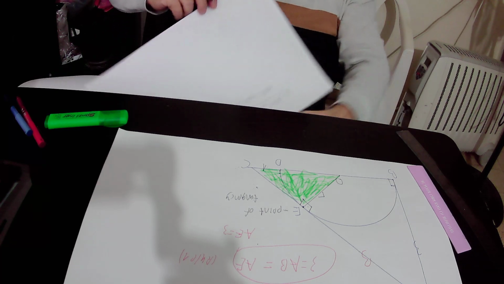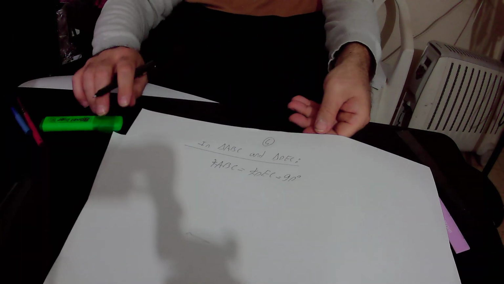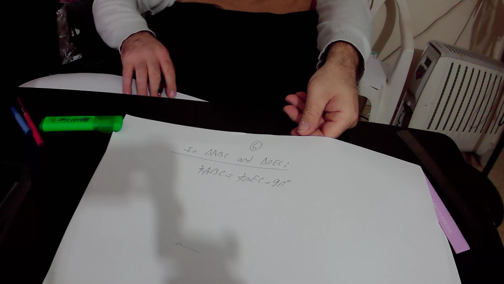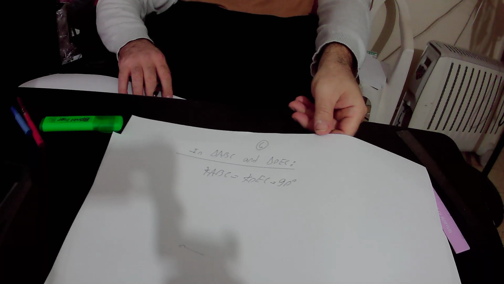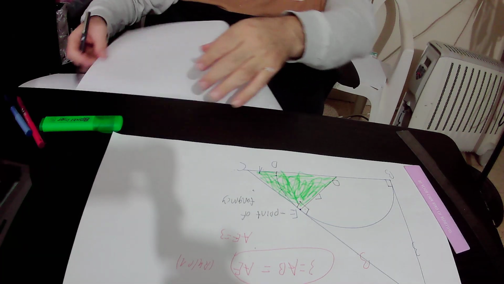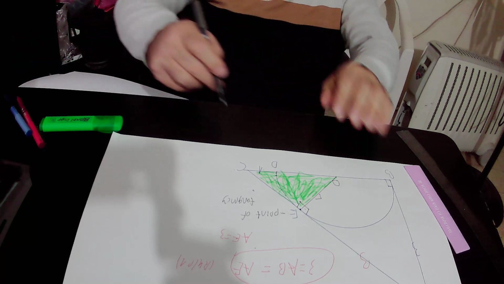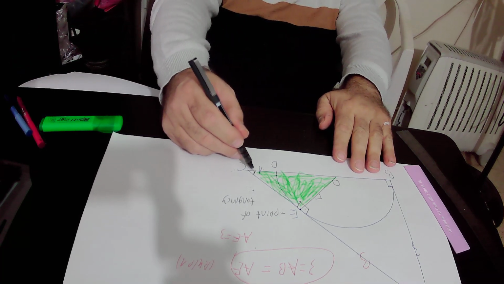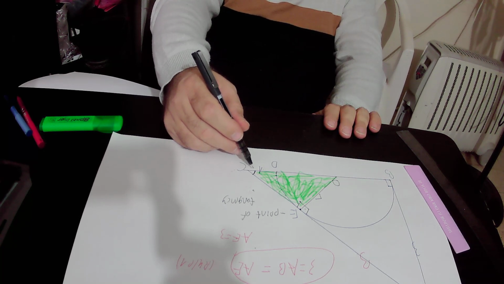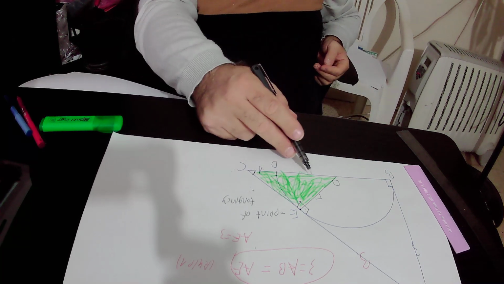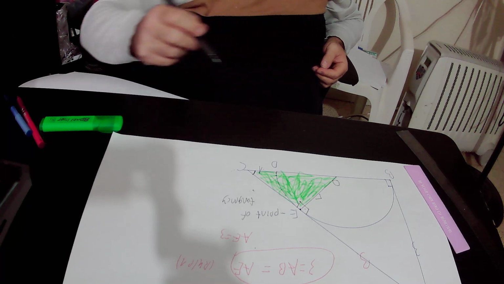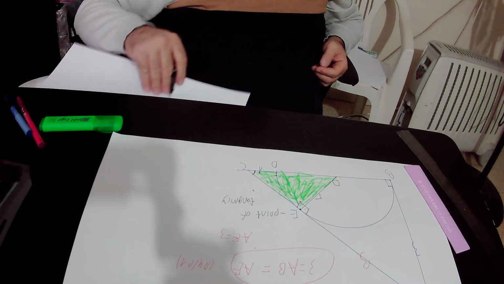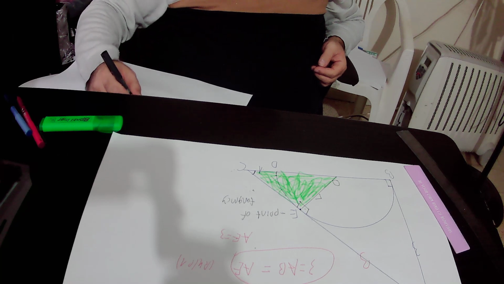So I'll repeat again, angle ABC is equal to angle OEC, and both angles are equal to 90 degrees. And actually this angle is a common angle. It belongs both to the green triangle, and this angle also belongs to triangle ABC. So we write down that angle C equals angle C. It's a common angle that belongs to both triangles.